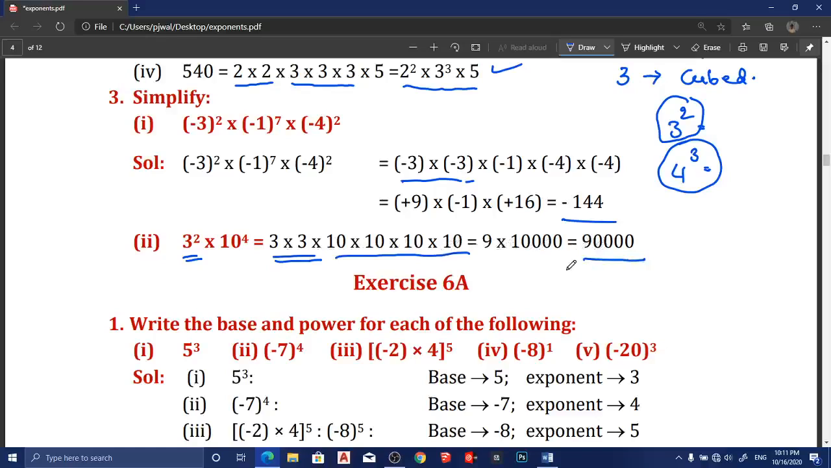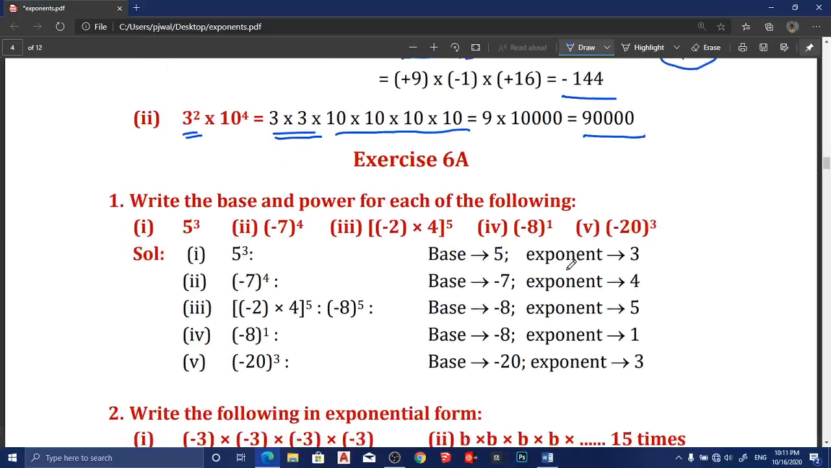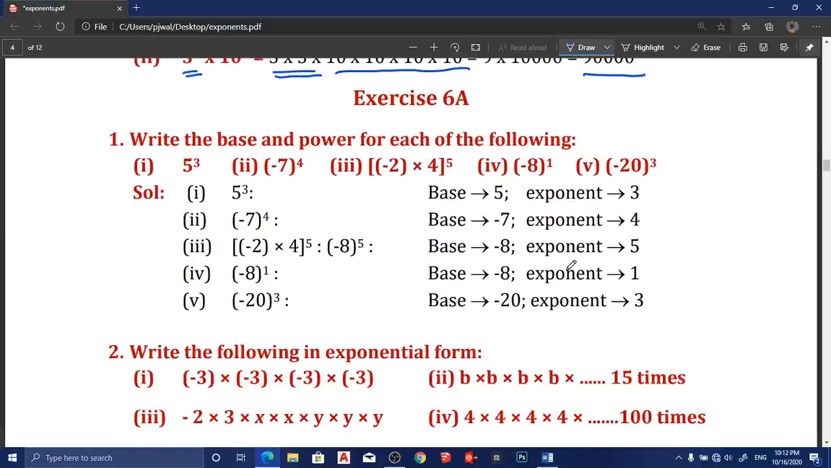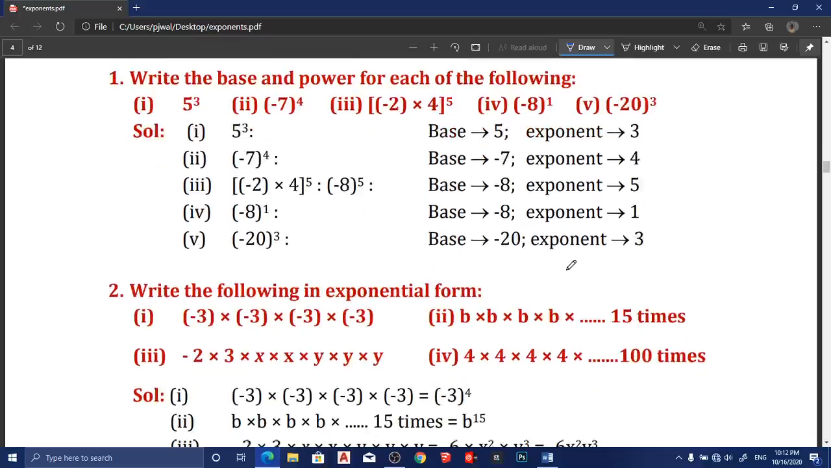Okay, so now we are going to exercise 6a. What is the first problem here? Write the base and power for each of the following. Already you know how to write these numbers, no need to explain here. Just in 5 cube, 5 is the base and the exponent is 3. The remaining numbers you can write yourself.